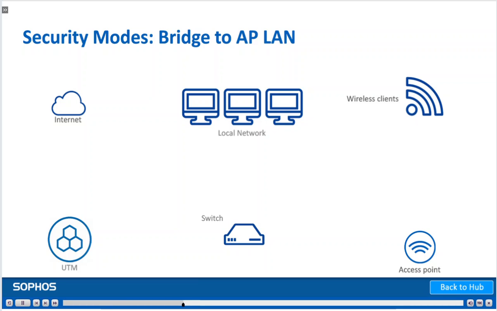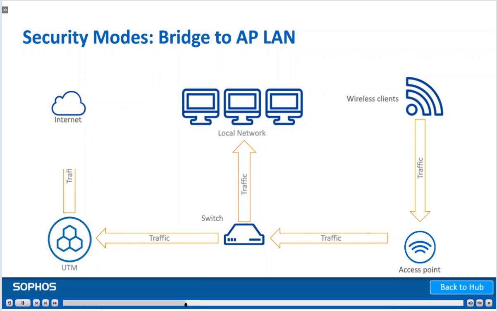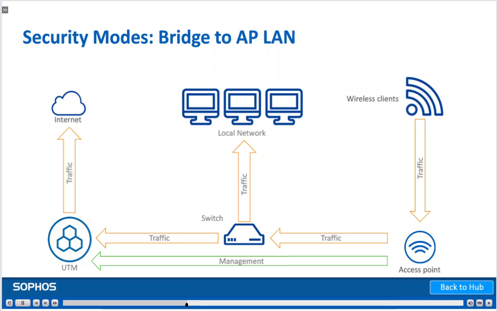Let's now take a look at the different security modes that are available in the XG Firewall's wireless network configuration. We begin with Bridge to AP LAN. The Bridge to AP LAN configuration is used when traffic needs to be routed to the network that the access point is directly connected to. With Bridge to AP LAN, the traffic is never sent to the XG Firewall by the access point. Instead, it simply takes the traffic and drops it right onto the LAN on which it is connected. The XG Firewall is only used for management of the AP and to collect logging information from the access point.